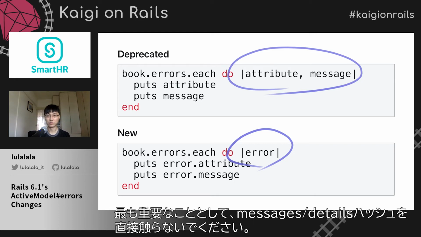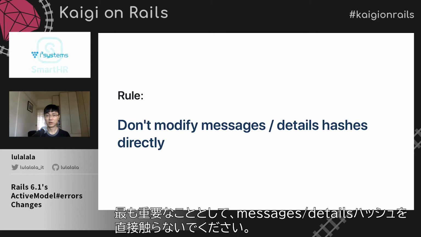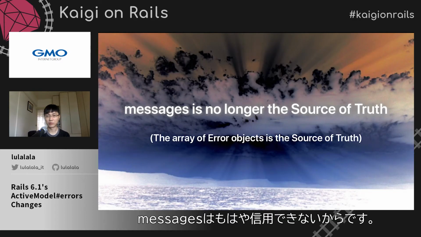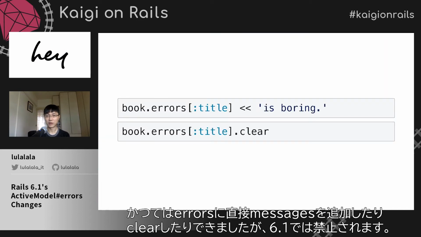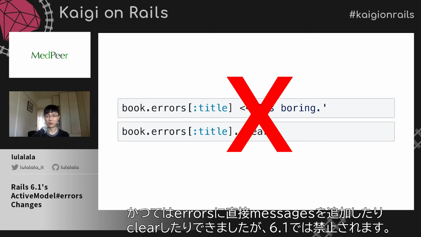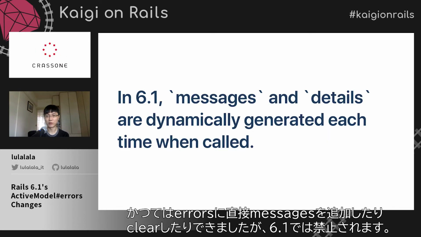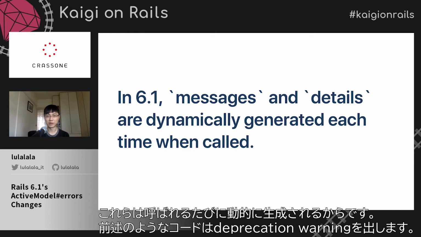Now it comes to the most important rule. Don't modify the messages or the details hash directly. This is because they are no longer the single source of truth. In the past, you could add errors by appending messages directly to the hash, or you could clear the hash altogether. But this will be a big no-no in Rails 6.1, because it will always be dynamically generated. It is not where the source of truth is.